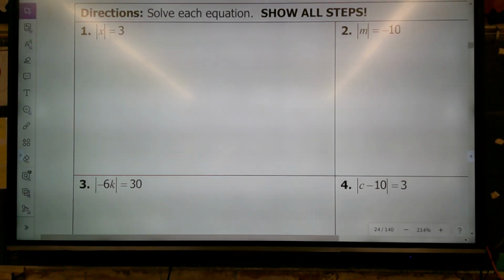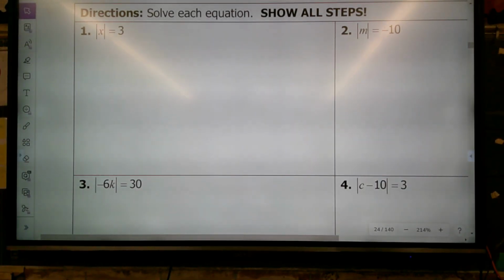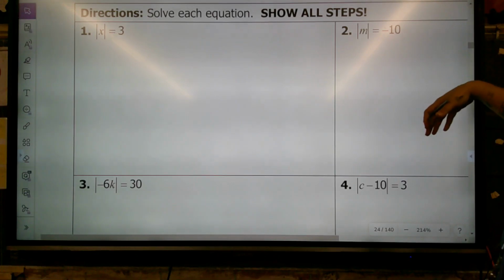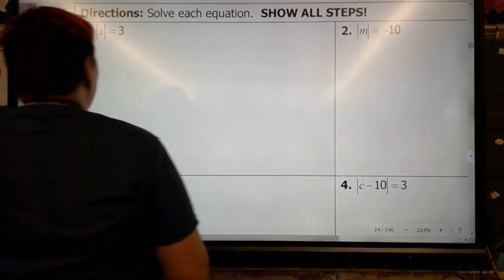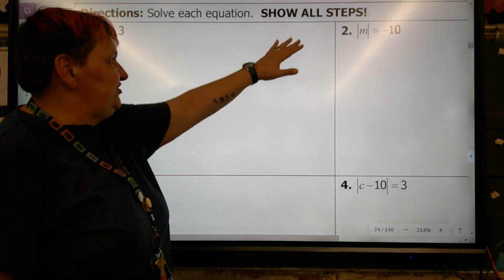Alright, 2.5 practice sheets. I'll do the odd ones. I think there's only 4. You do the even ones. There should probably be only 4, right? But same thing. Solve each equation, show your steps.